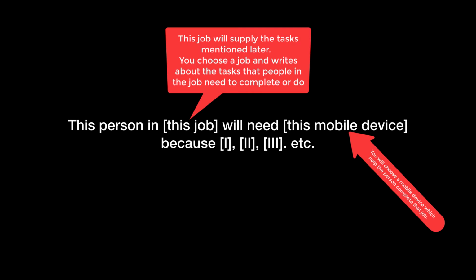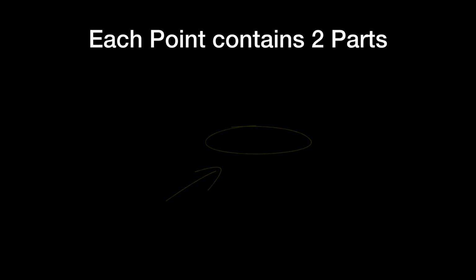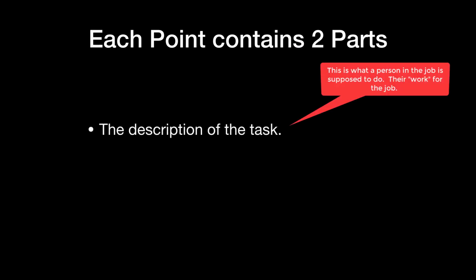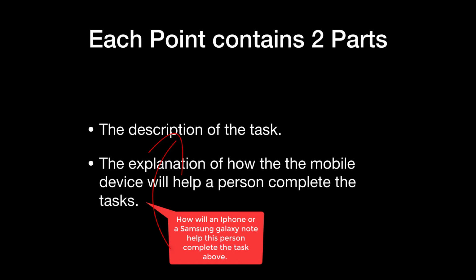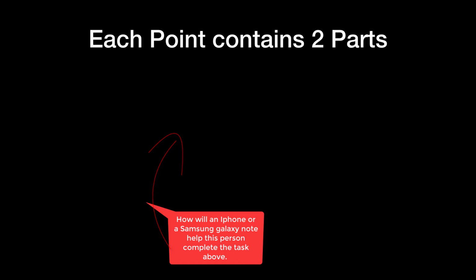where this job will be the job you choose, the mobile device is the one you will choose for the job, and each of your points will consist of two things. First, it will consist of a task from the job that you've just chosen, and then you'll have to explain how the mobile device will help a person complete that task. These will be your main points in your essay.